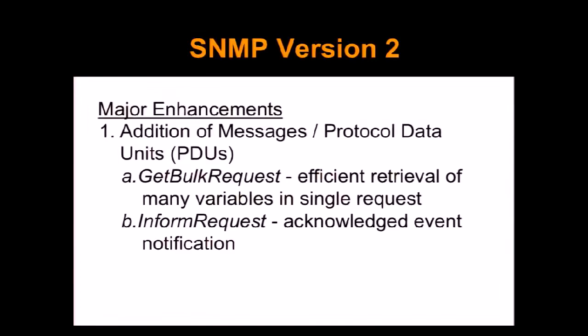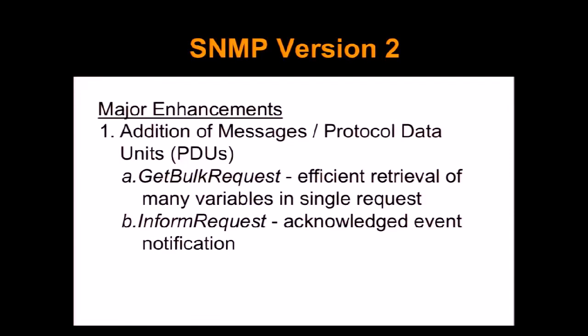Looking quickly at major enhancements in version 2, they added two important messages. The first was a get bulk request. Whereas we would use get next request to retrieve the value of multiple variables, we can now use a get bulk request that sends a single packet and retrieves the value of multiple or a large set of values back in a single message. And then we have the inform request, and this is for acknowledging event notification.